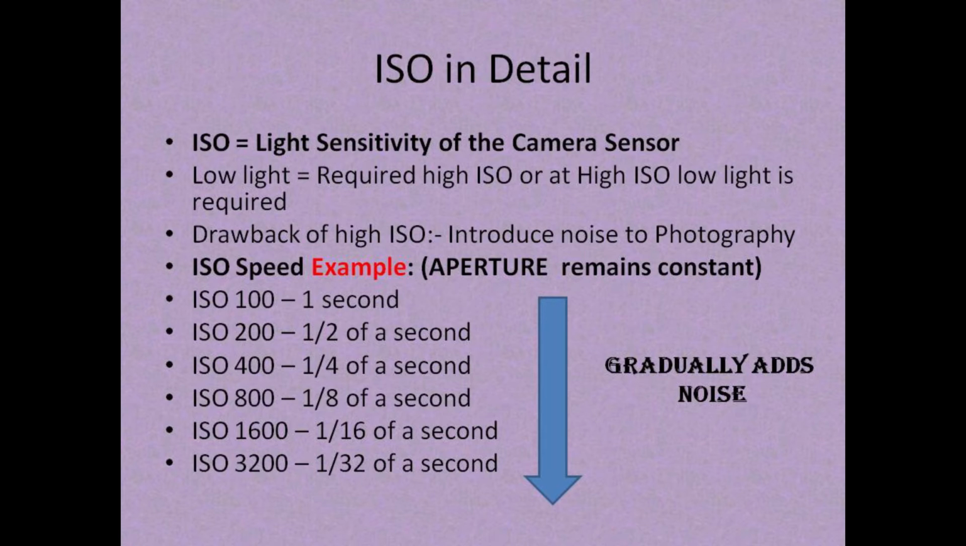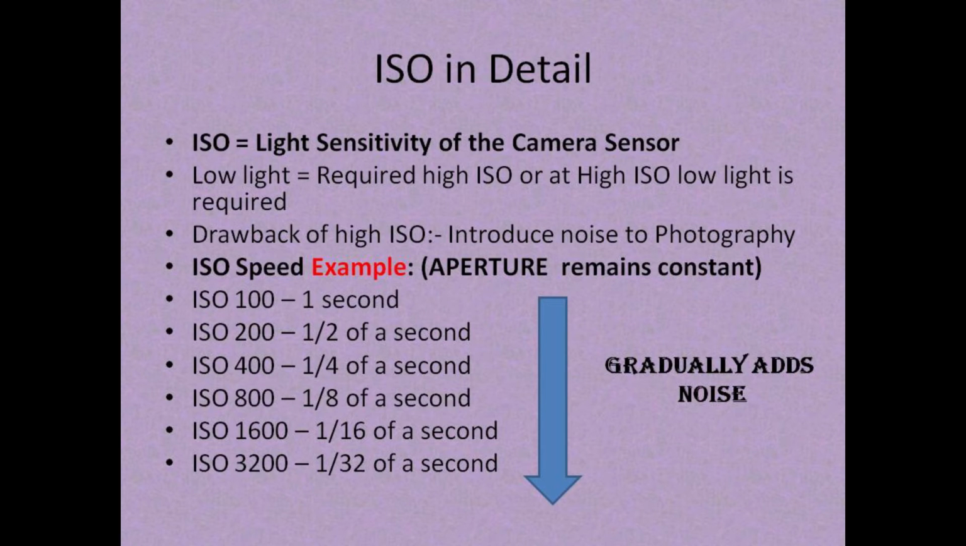Have a look at the following example. Let's consider aperture constant here, and suppose we are at a shutter speed of 1 second at 100 ISO. Now let's increase ISO by one stop, and we are at ISO 200. Now we will get better exposure, and we have to speed up the shutter speed, and it will be half of a second. Let's increase ISO by one more stop, which is ISO 400. Now our shutter speed will be 1/4 of a second, and so on.